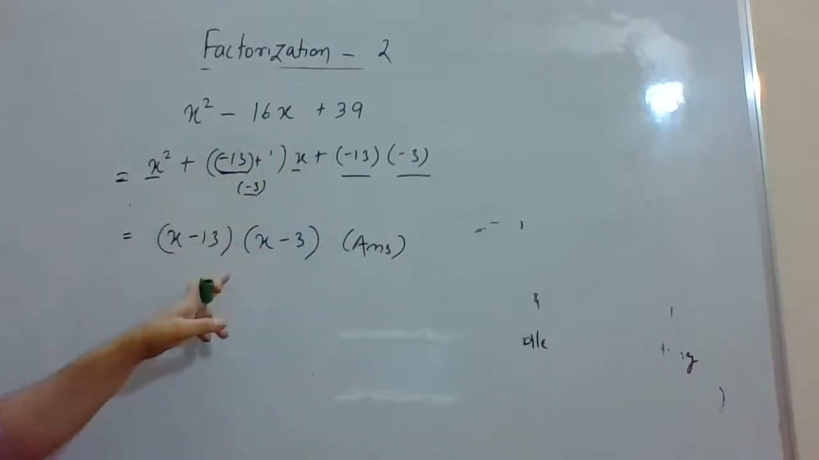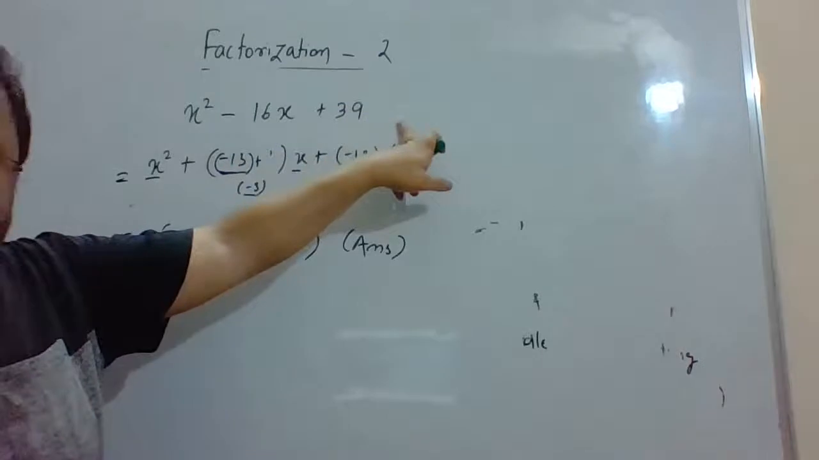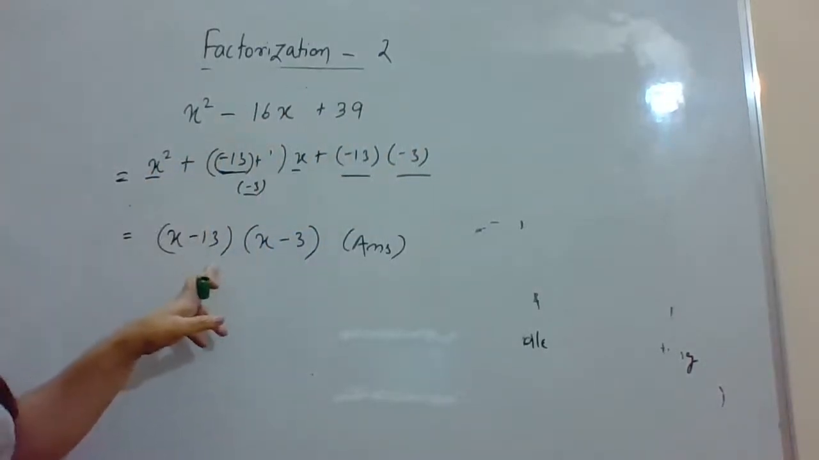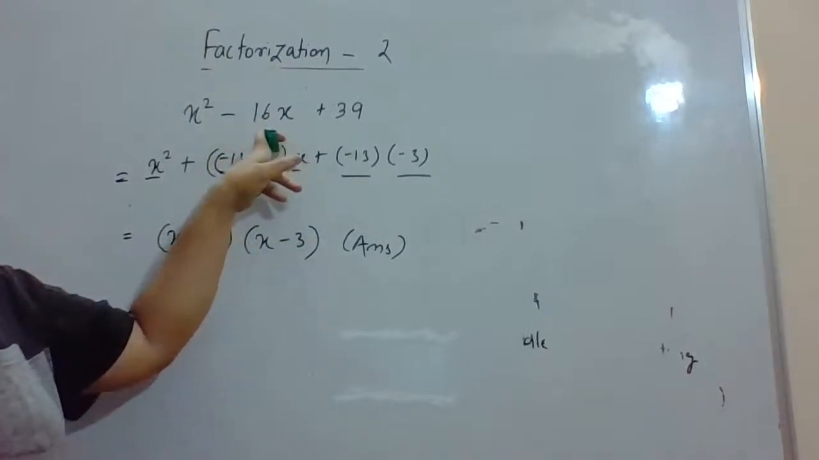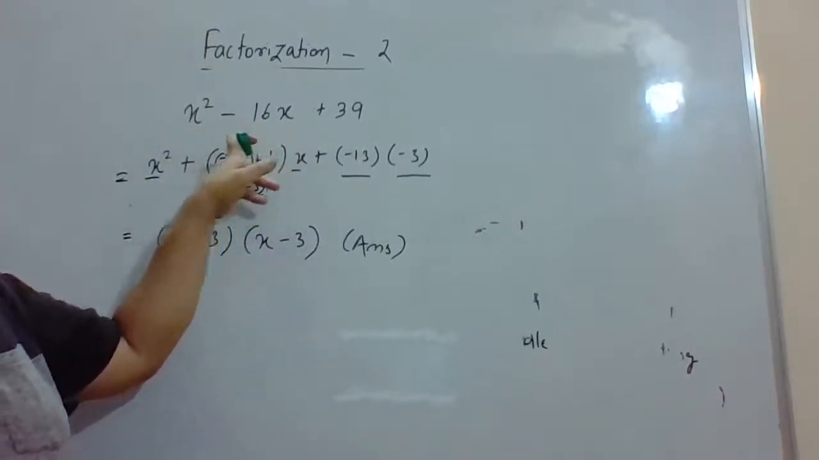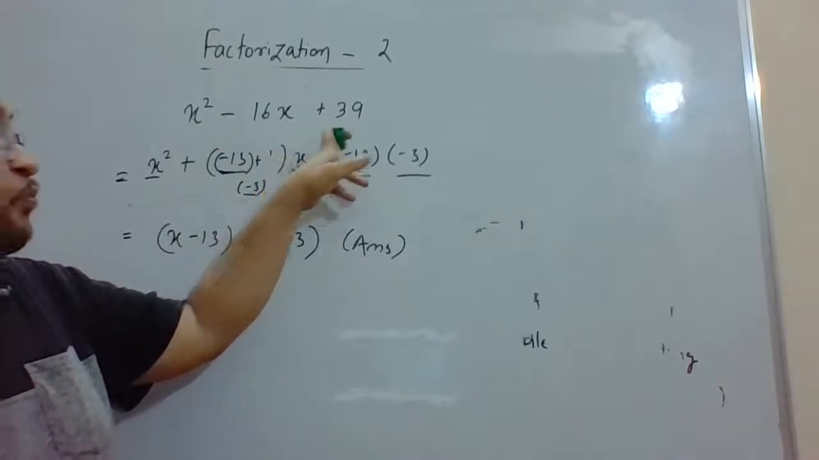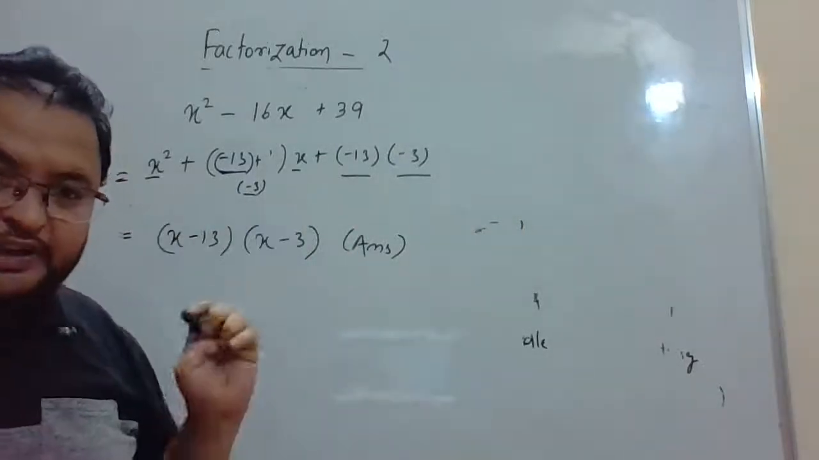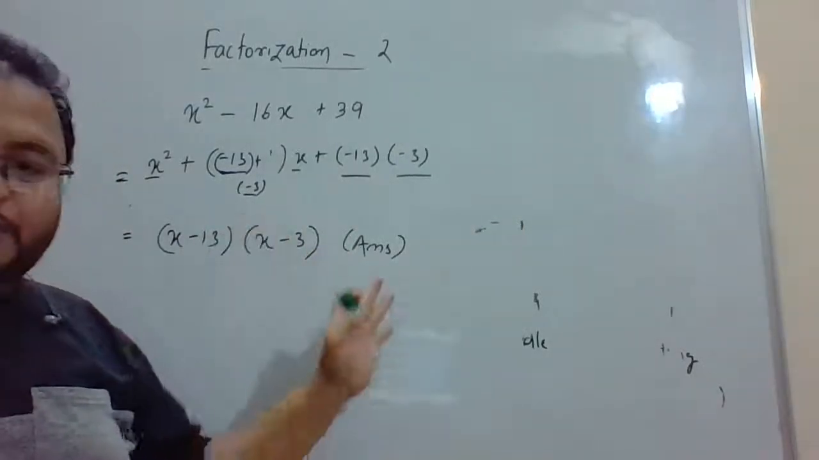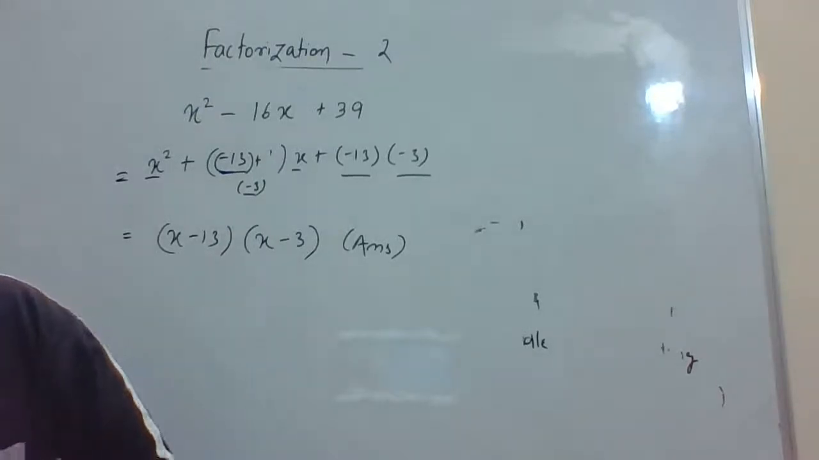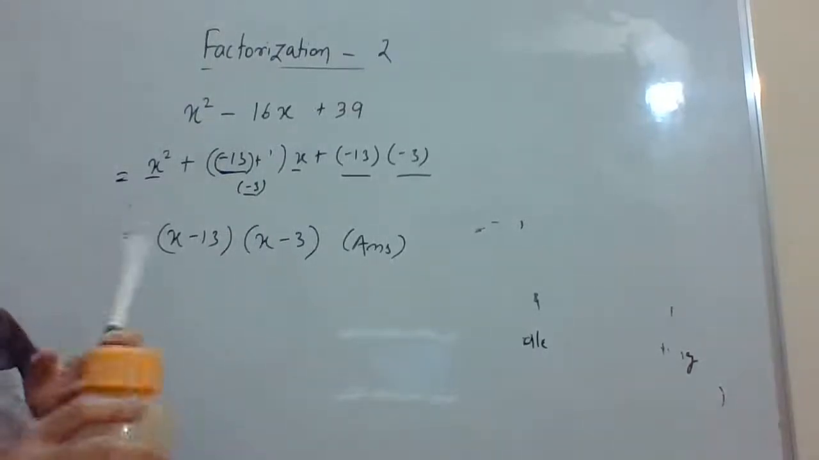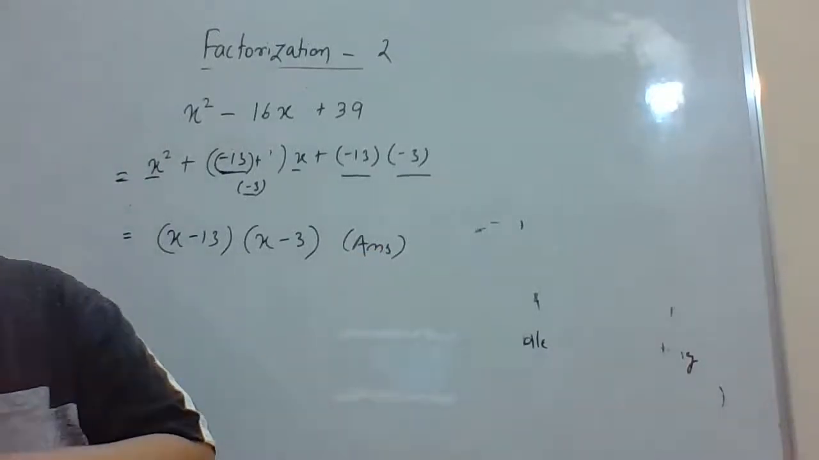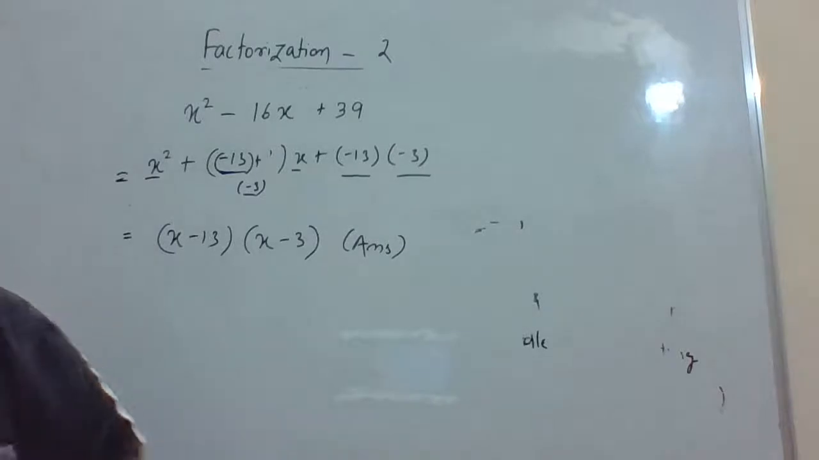So this is where you should get an indication that if the last term is positive but the middle term is negative, then obviously both the terms would be negative, because the summation of two negatives would continue to be negative, but the product of those two negatives would be positive. That is how we should be thinking for this sum and product type. Now let us quickly go and see the last type of factorization.